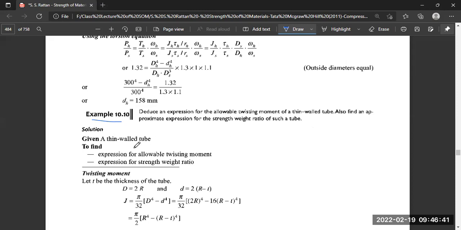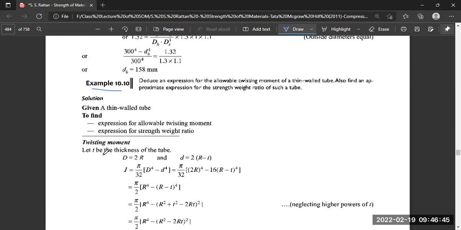For the thin tube, the expression we know, I have just told you. Next, what is the twisting moment? Let t be the thickness of the tube, capital D is 2 into capital R, where capital R is the outer radius of the tube and capital D is the outer diameter of the tube. With t as the thickness of the tube, the small d or inner diameter is given by 2 into (R minus t). Thus, the polar moment of inertia of this type of tube is given as pi by 32 into (D to the power 4 minus small d to the power 4).